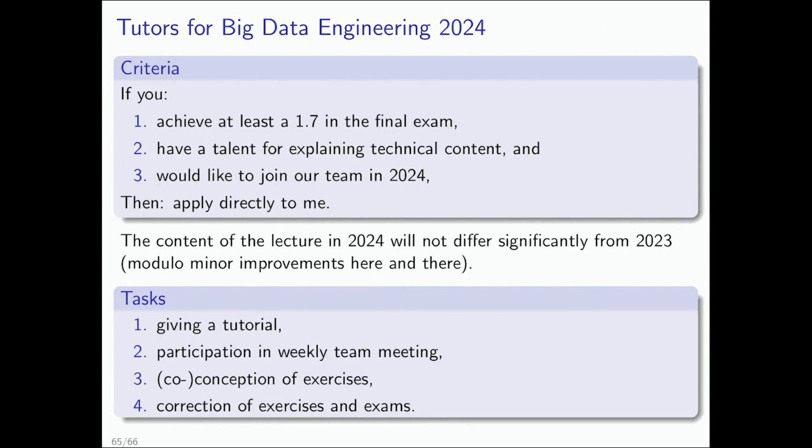If you're interested, let me know. The tasks are giving a tutorial, participation in weekly team meetings, and co-conception of exercises. We have a huge pool of exercises, so we reuse stuff from previous years and change it slightly, but at least one exercise is completely new. You should also correct exercises and exams. And the mode is, as this year, group hand-ins, of course. That lowers your workload anyhow, right?